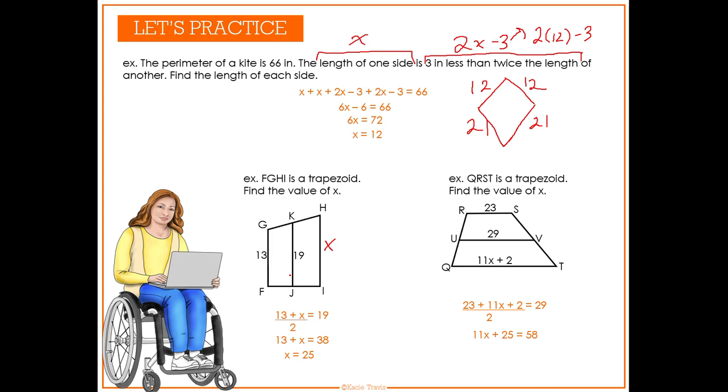And then when I combine my like terms, I got 25. So I got 11x plus 25 is equal to 58. I subtract the 25 over, that's going to give me a 33. And when I divide both sides by 11, I get a 3.